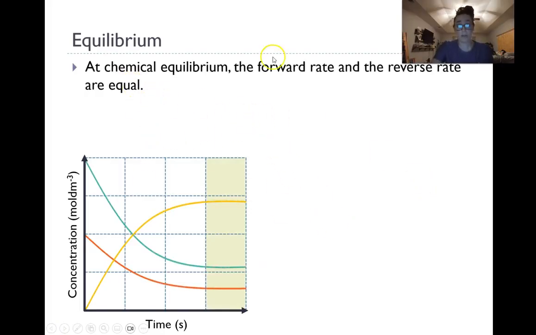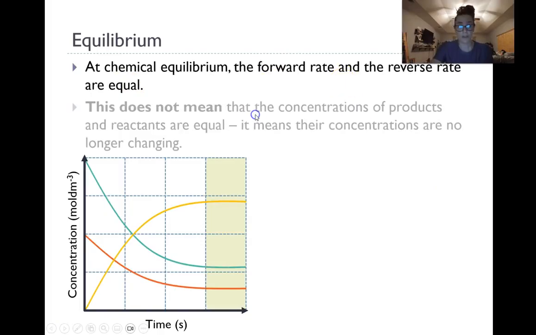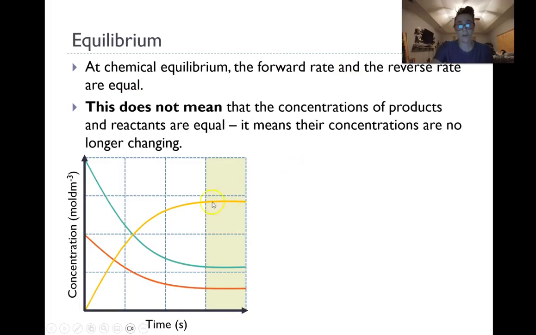At chemical equilibrium, remember the rates of the forward and reverse reactions are equal. So it appears like the reaction has stopped, but it really has not. And it's where the lines of reactants and products have become flat. So again, this does not mean that the reaction has stopped. It just means the forward and reverse reactions are happening at the same rate. It also doesn't mean that the concentration of reactants and products are equal at equilibrium. Okay, it just means they're no longer changing.